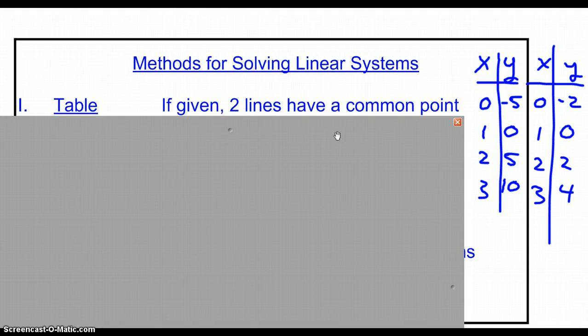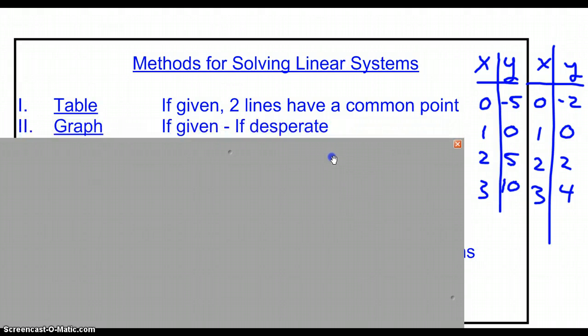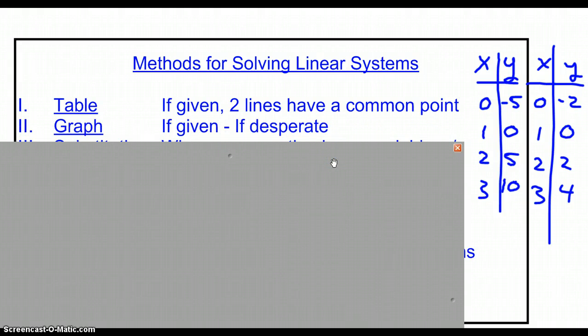Okay. So, when do we use graphing? I say if desperate. Use graphing if desperate, or if you are commanded to do so. You must graph. But really, we probably prefer using our algebraic methods. Which was the first we learned? Preston? Elimination. No, that wasn't the first one. That was the last.